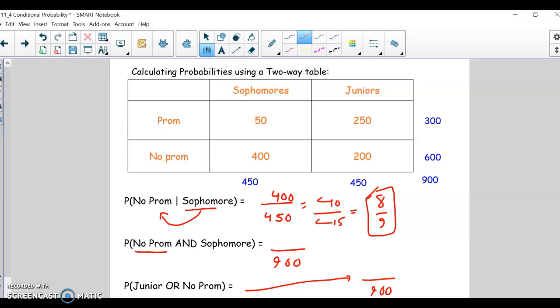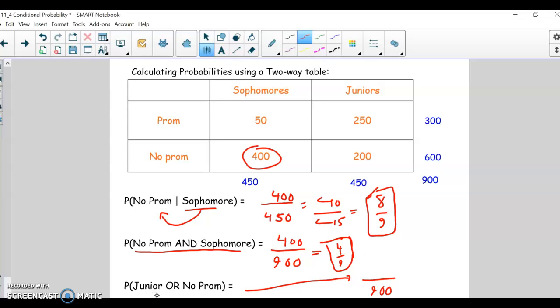So here favorable is no prom and a sophomore. Well, that would be these people right here. They are no prom and sophomores. Again, the denominator there is just everybody, and then this reduces to 4/9. So the probability that you're no prom and you're a sophomore is 4/9.